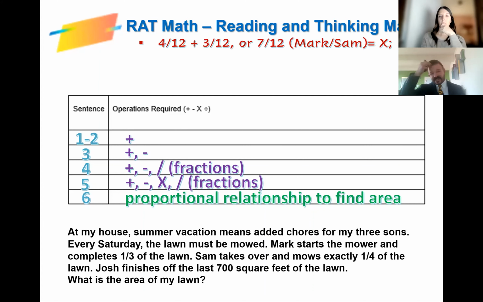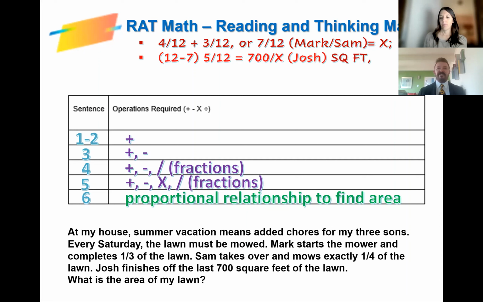So as we solve this, we're going to convert those fractions to 4/12 and 3/12 from 1/3 and 1/4, or 7/12. So there's Mark and Sam's part, right? And they have something that equals X percent or X square feet of this lawn, right? The next thing is I'm going to have to take that part that Josh has, and I know that I have a total of 12 parts of this lawn because I've got 7/12, but I've got to figure out Josh's part, which is actually 5/12.